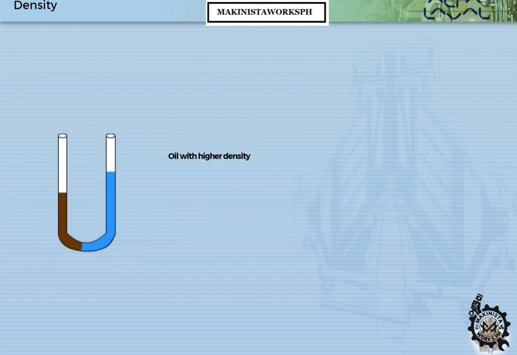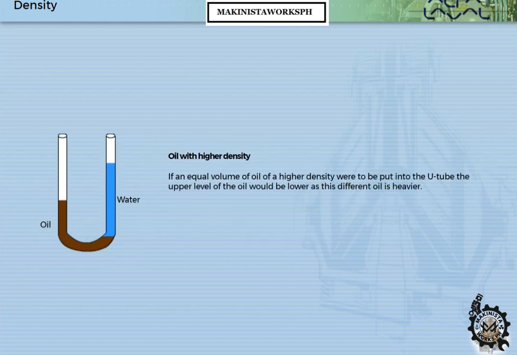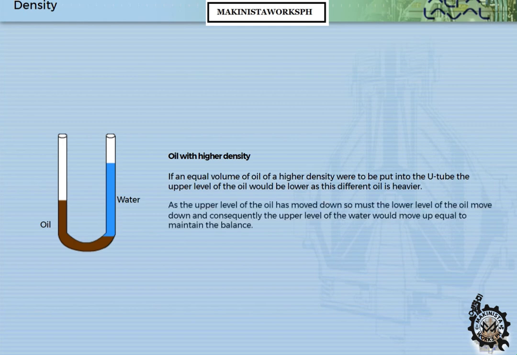Oil with higher density. If an equal volume of oil of a higher density were to be put into the U-tube, the upper level of the oil would be lower, as this different oil is heavier. As the upper level of the oil has moved down, so must the lower level of the oil move down, and consequently the upper level of the water would move up equal to maintain the balance.